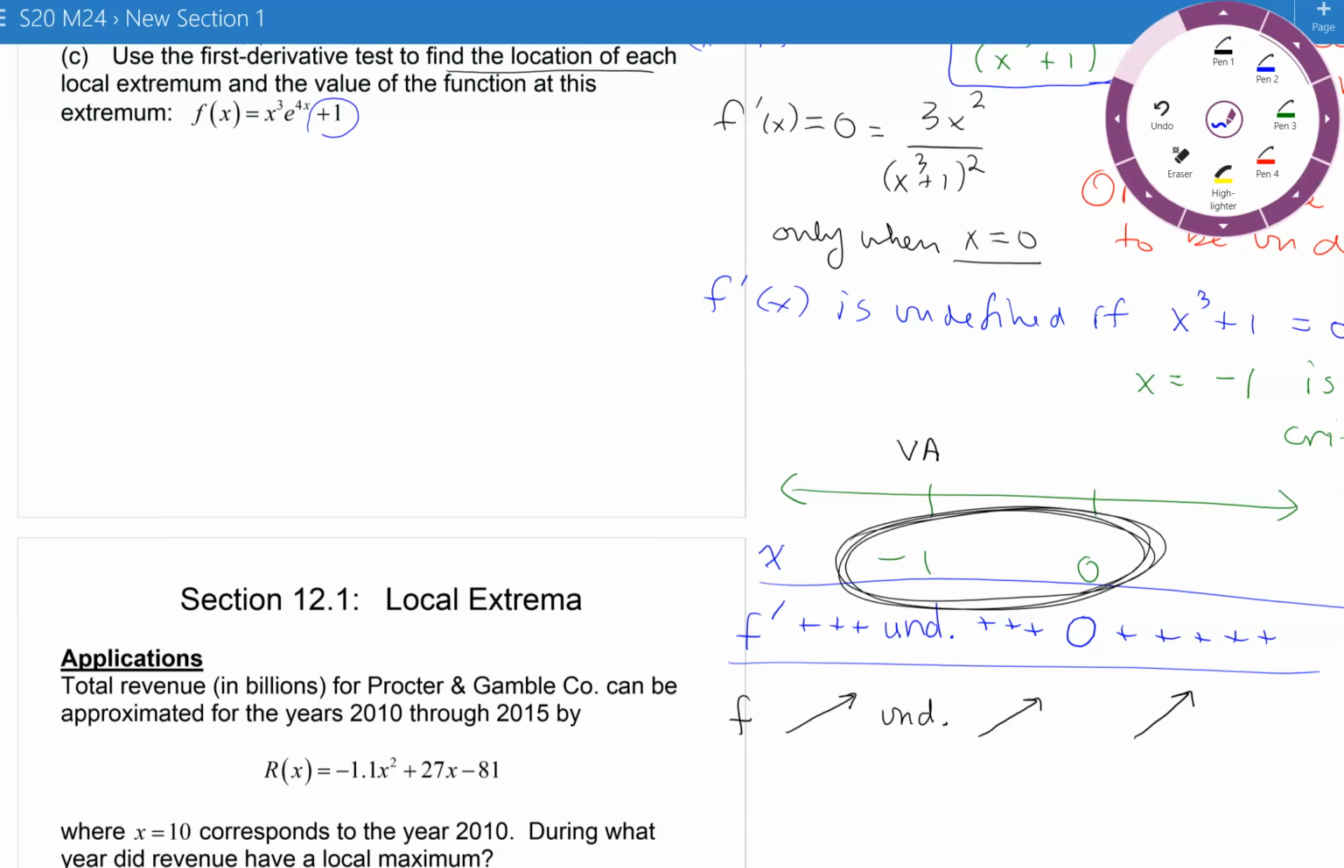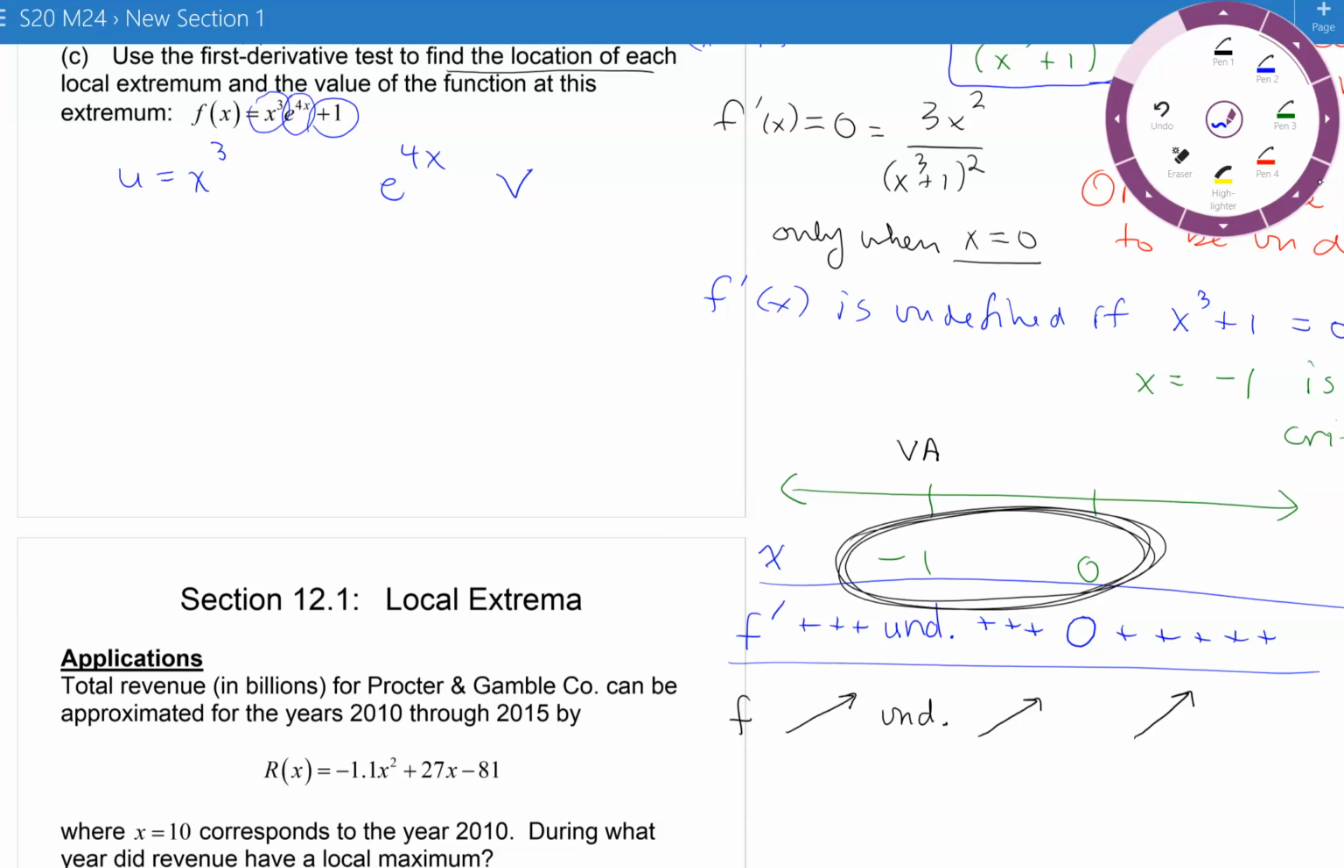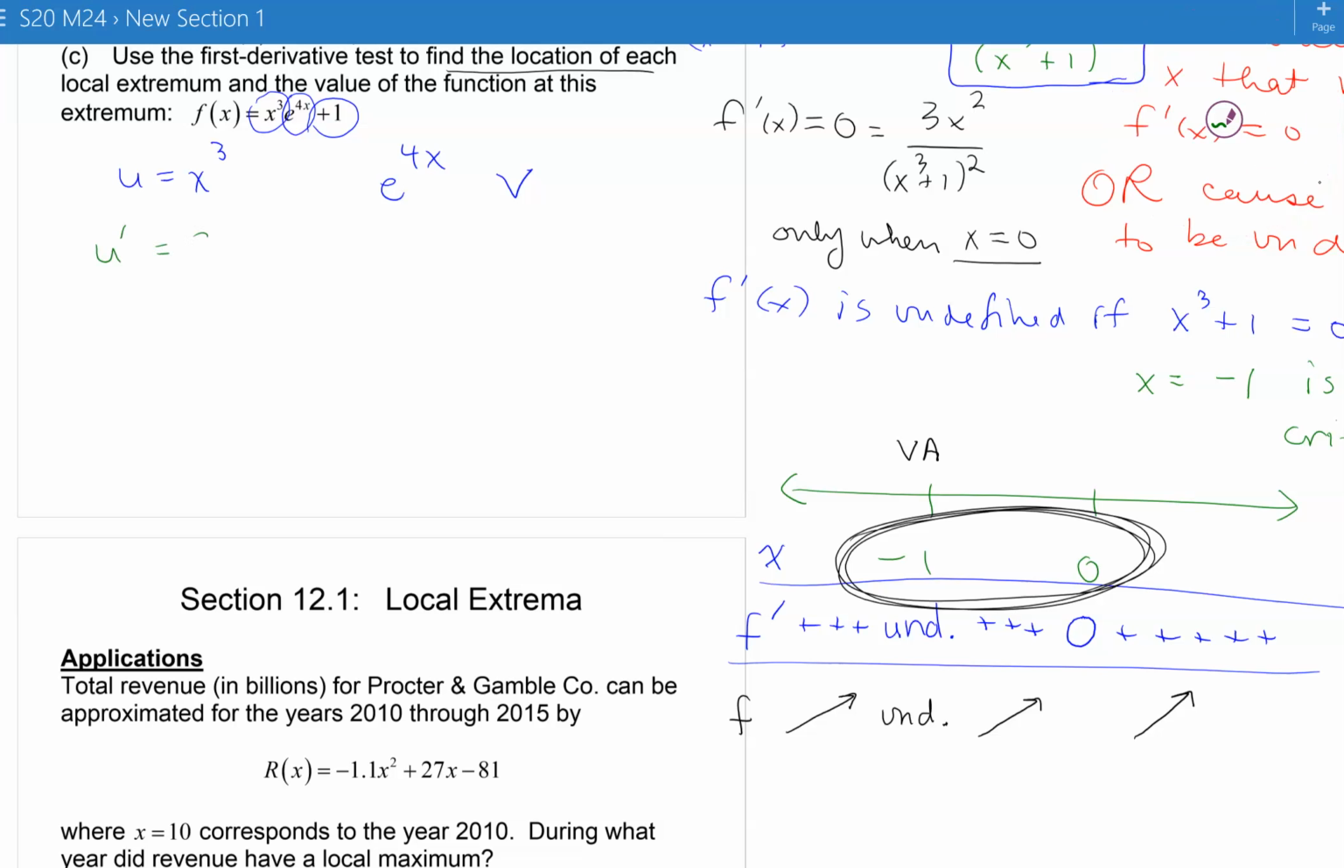And the +1 part doesn't do anything to change the derivative. So the derivative is going to be about this product where u is x cubed and v is e to the 4x. Then the derivative of u is 3x squared. The derivative of v is 4e to the 4x. So then my derivative f prime of x is going to be e to the 4x times 3x squared plus x cubed times 4 times e to the 4x.